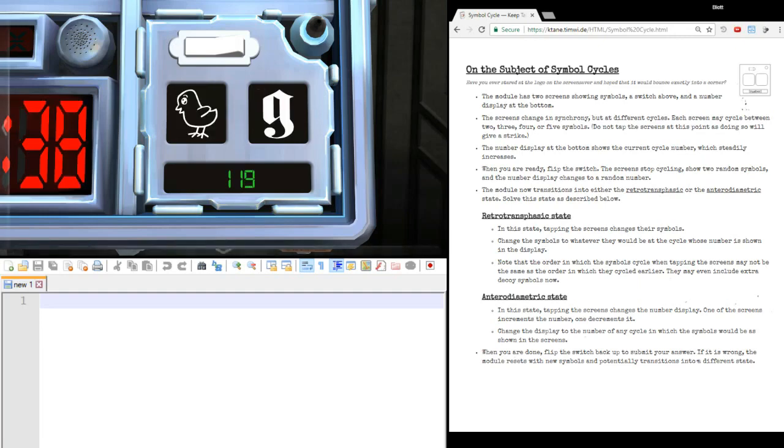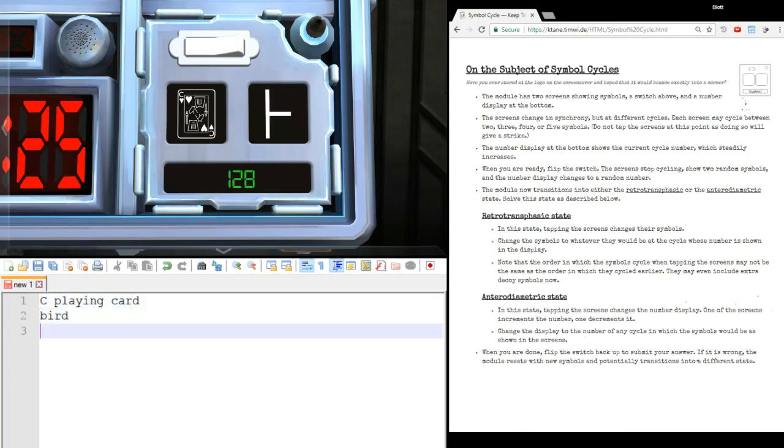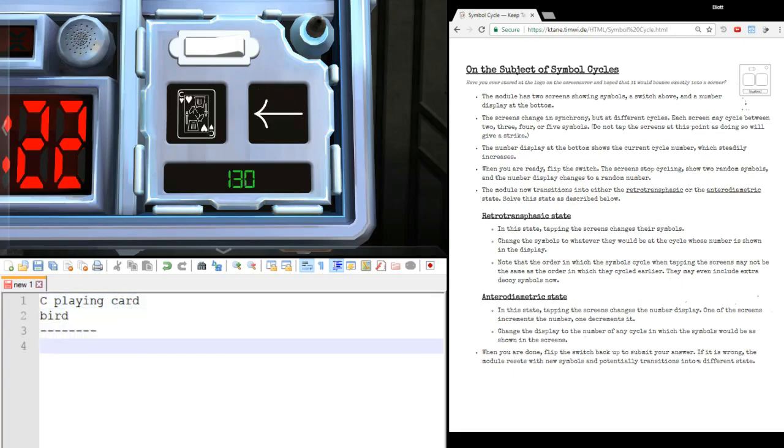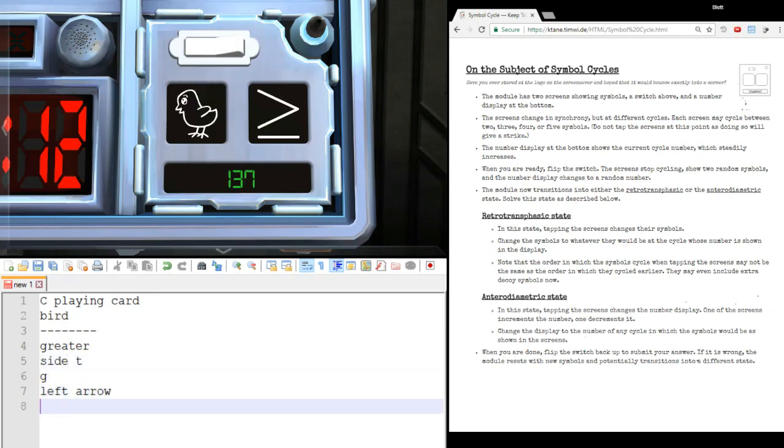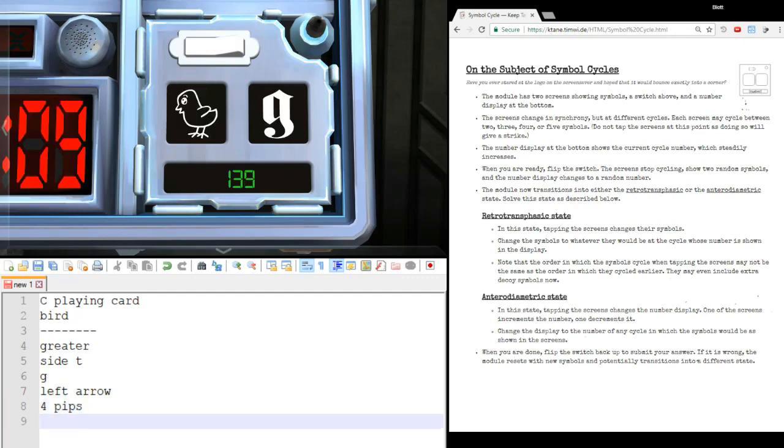As the defuser, you're going to want to give what you see on each screen. So for this one, I'm saying, okay, I've got symbol cycle. Left screen, I've got a C playing card, a bird, and that's it. On my right side, I've got a greater than, sideways T, G, left arrow, 4 pips. It doesn't matter what you call it. As the defuser, whatever you call them, you're going to be able to look at other images later and be like, oh, that's the one that I called this.